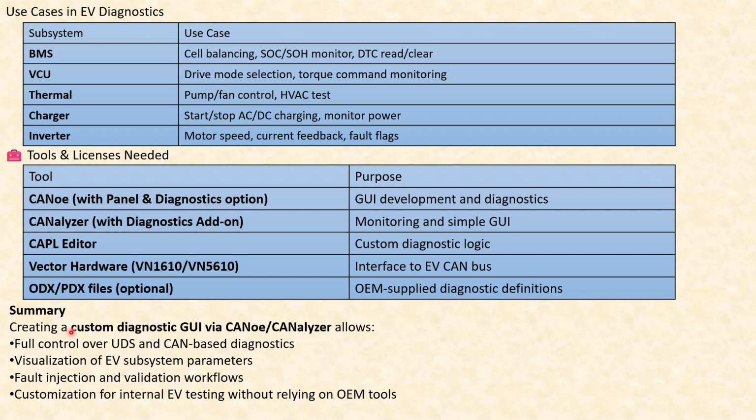So to summarize, with the help of this customized diagnostic GUI via CANoe and CANalyzer, it gives full control over UDS and CAN based diagnostics, and also visualization of EV subsystem parameters and fault injection and validation workflows. Last is customization for internal EV testing without relying on OEM tools.